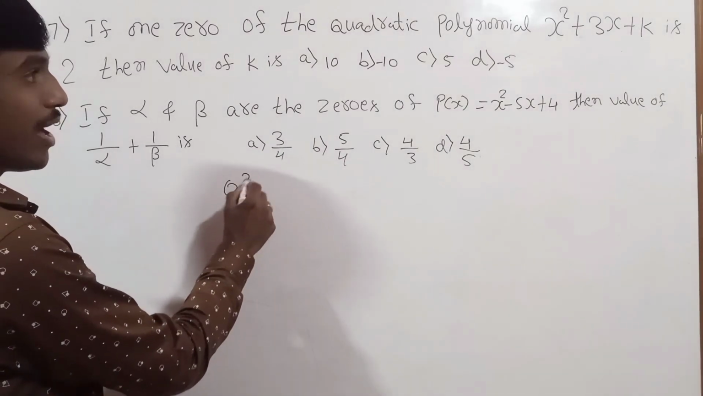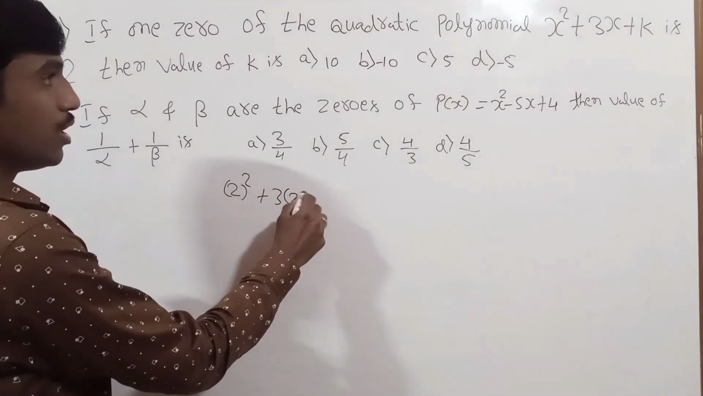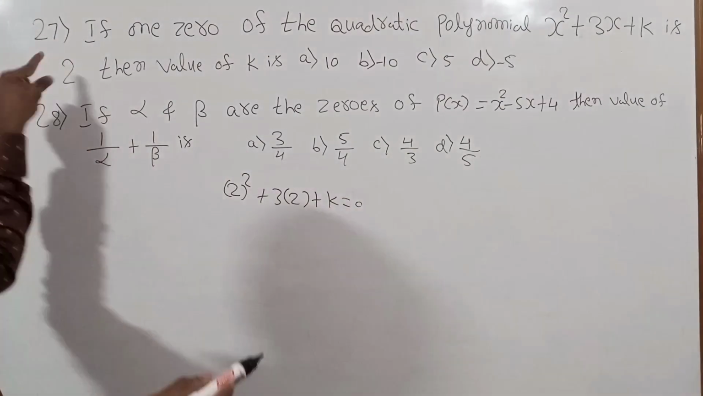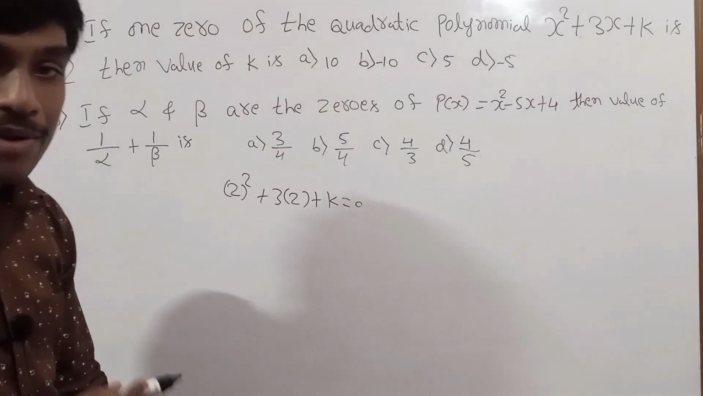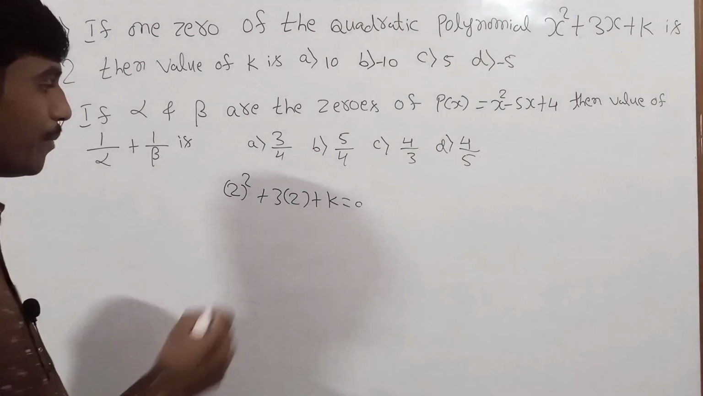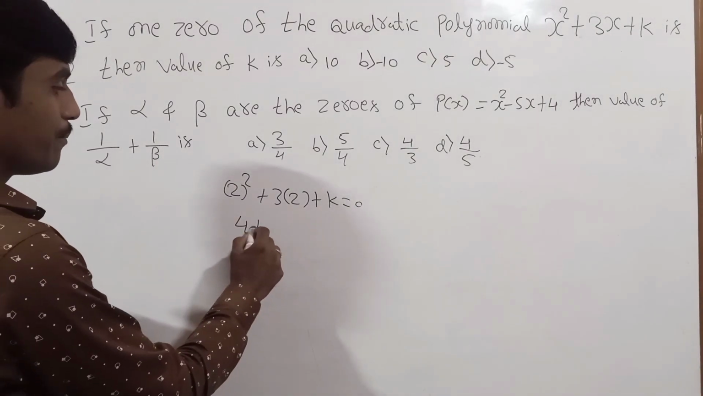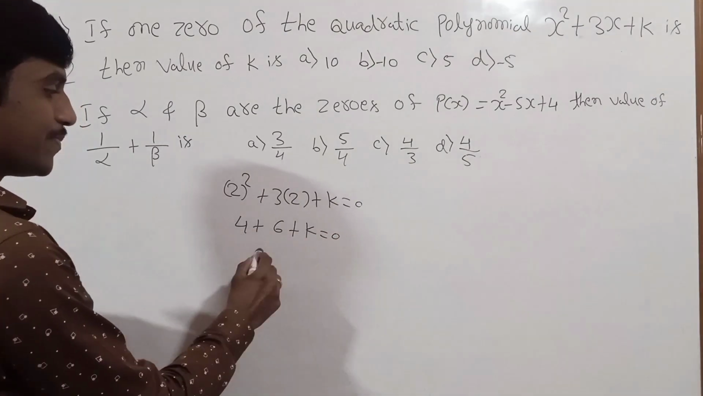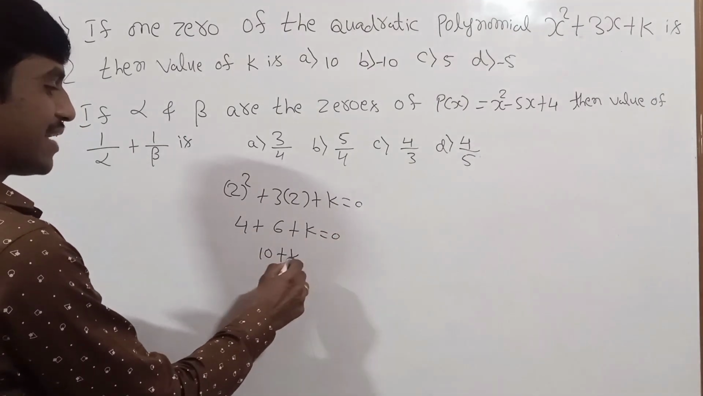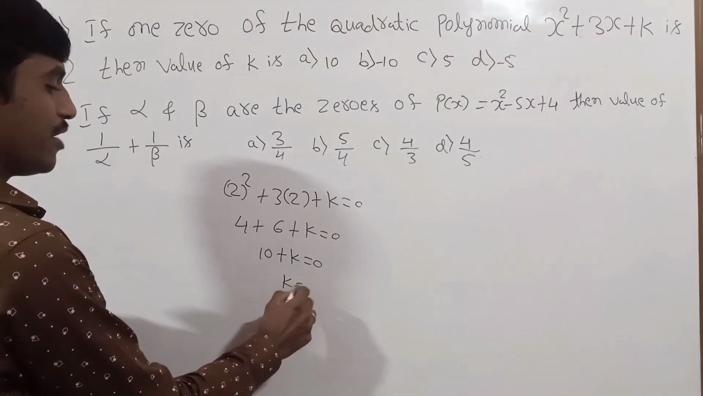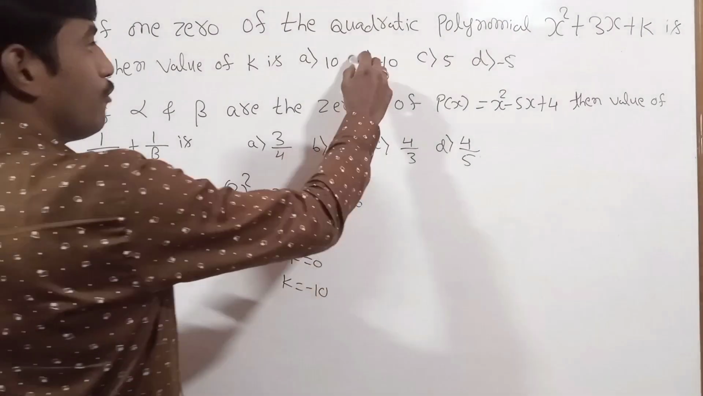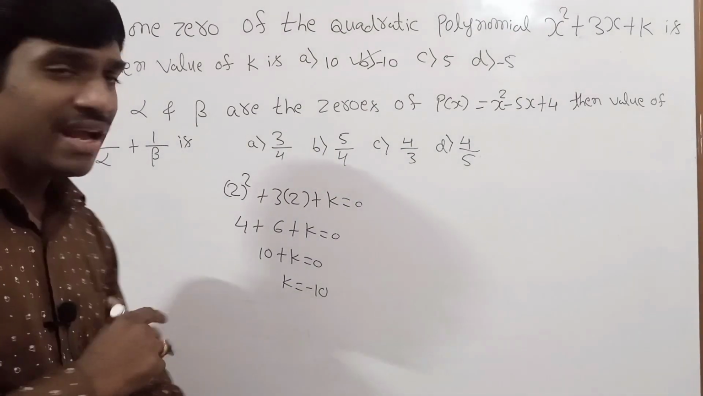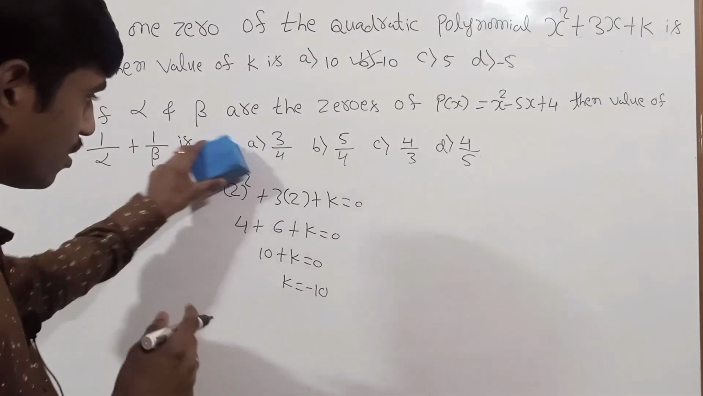We will get 2 square plus 3 into 2 plus k equals 0. That means I have substituted the value 2 in the given polynomial because 2 is the zero of the given polynomial. So 2 square is 4 plus 3 into 2 is 6 plus k equals 0. So 6 plus 4 is 10 plus k equals 0. K will be equal to minus 10. So this is the value of k. Now this is one method of finding the answer.